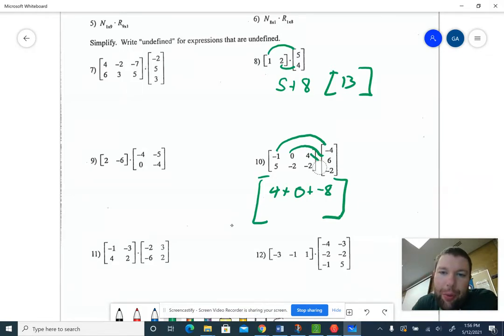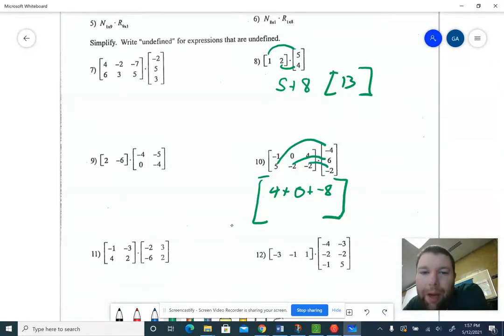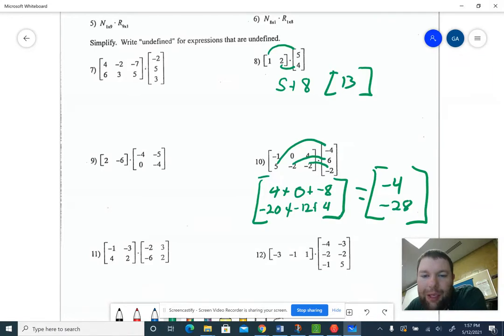Then we do the same thing with our second row to get the second row in our matrix. So it'll be 5 times -4, -2 times 6, and -2 times -2. Okay, so 5 times -4 is -20, plus -2 times 6 is -12, plus -2 times -2 is 4. Okay, so to simplify, 4 plus 0 is 4, sorry. And then plus -8 is going to be -4. And then -20 plus -12 is -32, plus 4 is -28. And that's my answer. Okay, not too tough, right?